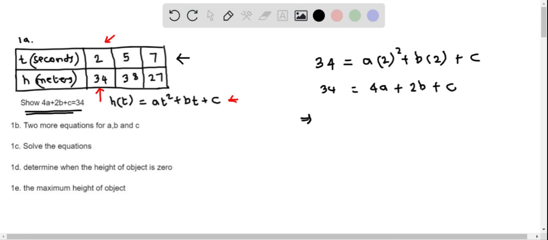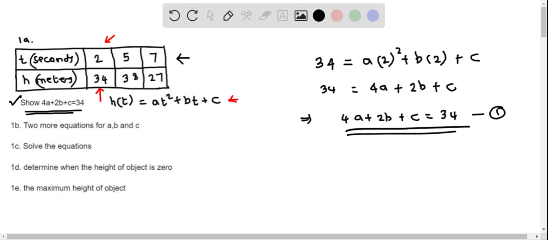This can be rewritten by transforming the variables on the left side. So I can write this as 4a plus 2b plus c equals 34. Let's call this equation number 1, and we have just shown that 4a plus 2b plus c equals 34. So the first part we have done.